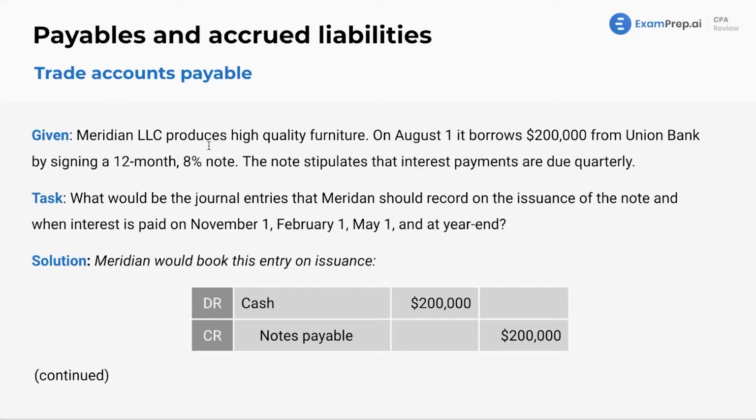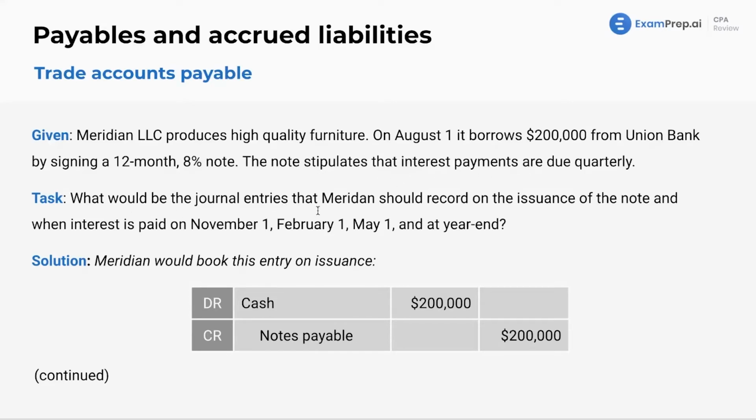Meriden LLC produces high quality furniture. Well, good for them. I'll be the judge of that. I need a new desk. On August 1st, it borrows $200,000 from Union Bank by signing a 12-month 8% note. So immediately I'm looking at this 12-month, that is a current liability, right? And 8%, that means we are paying 8% annually on $200,000. The note stipulates that interest payments are due quarterly. So we're accruing 8% throughout the year, and we're paying it out quarterly.